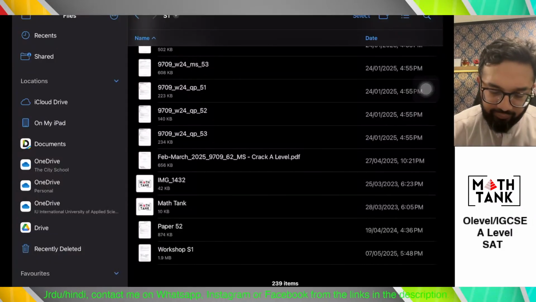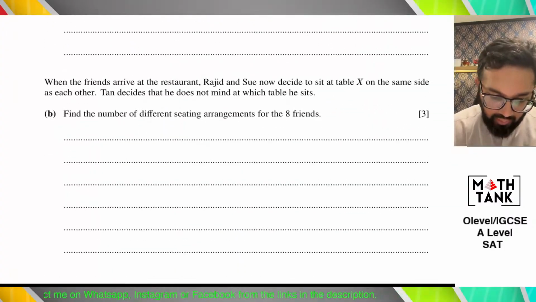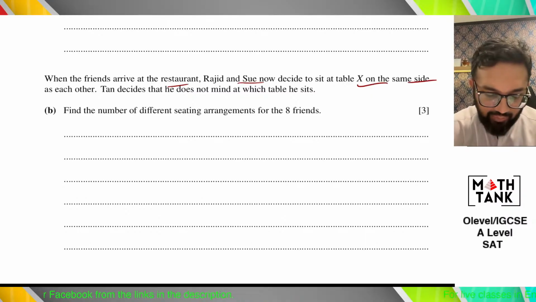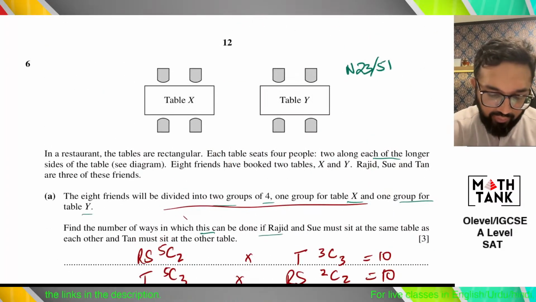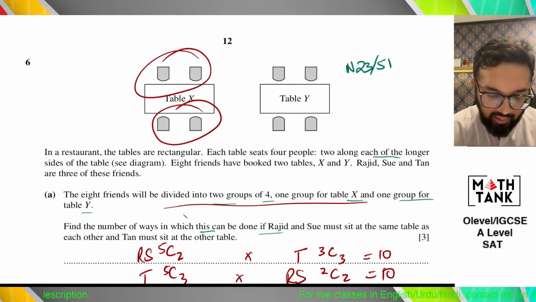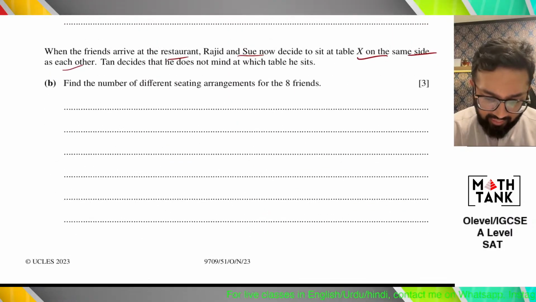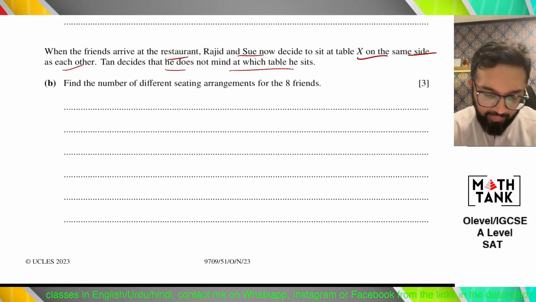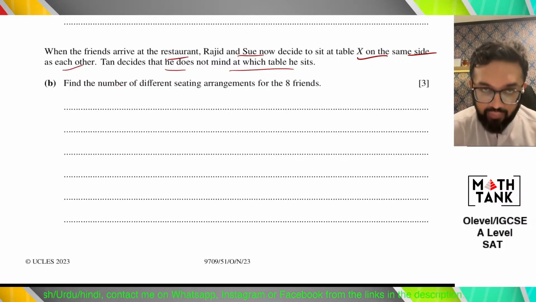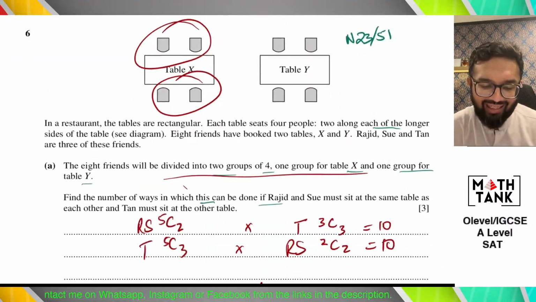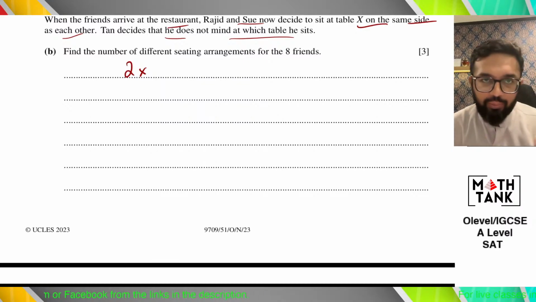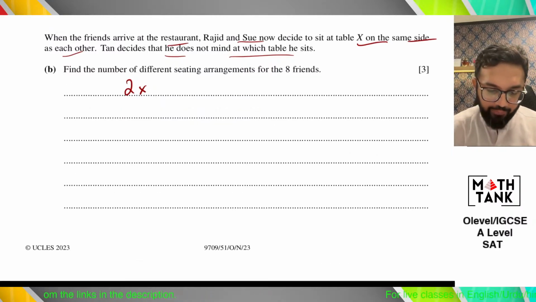Okay, moving on. When the friends arrive at the restaurant, Raju and Sue now decide to sit at the table X on the same side as each other. Okay, so they are sitting either here or here, and I guess it's again two cases. Tan decides that he does not mind at which table he sits. Find the number of different seating arrangements for the 8 friends.